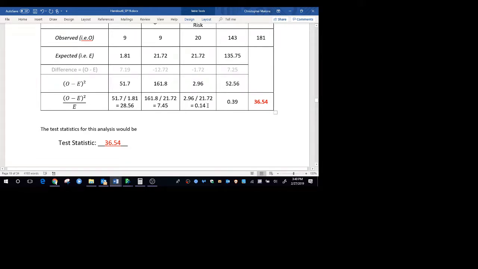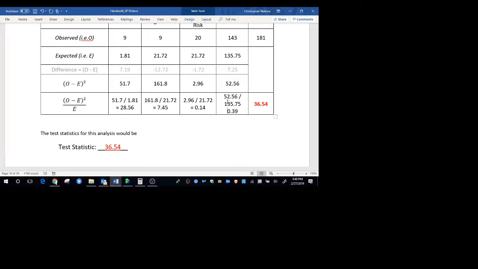And again, all that 0.14 is saying is that your observed and your expected are really close together here. The only way that I'm going to get 0 in this calculation is if the observed and the expected are right on top of one another. Now let's look at what happened over here with the great risk group. That 52.56 is going to have to be divided by 135.75. And once I divide by that large quantity, that distance of 7 actually becomes quite small.